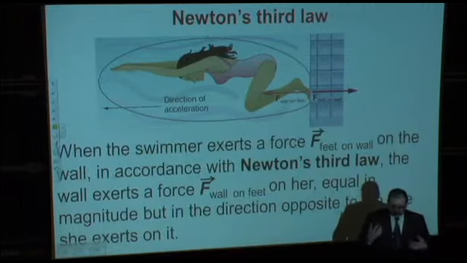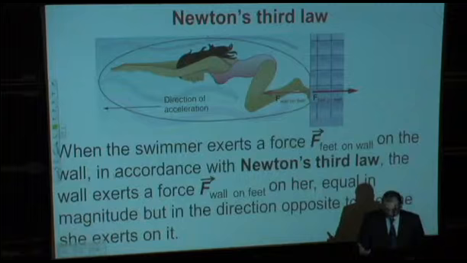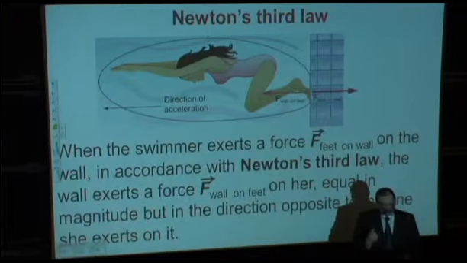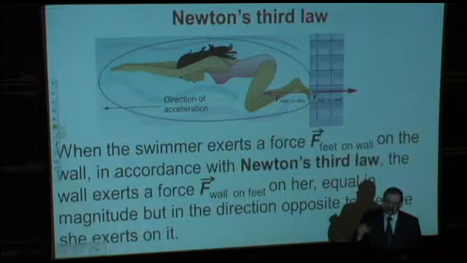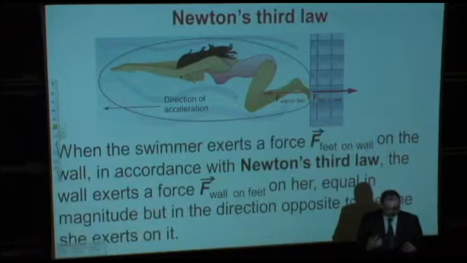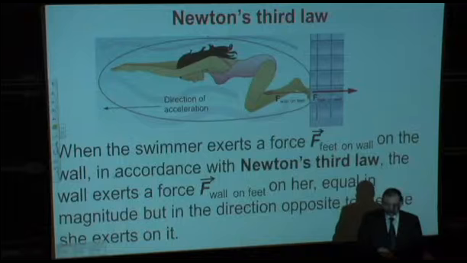So if we have an apple, 100 grams, times g, the force of gravity acting on the apple will be equal to 0.1 kilogram times roughly 10, which is 1 Newton. Exactly the same in magnitude is the force the apple exerts on the earth.